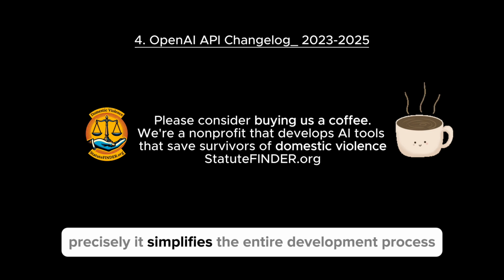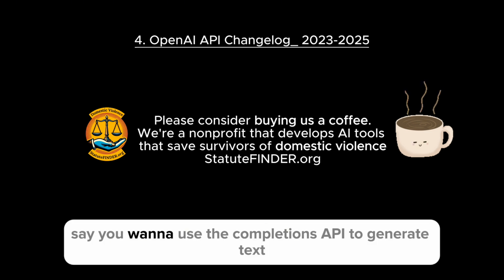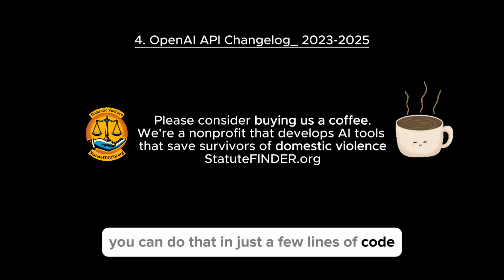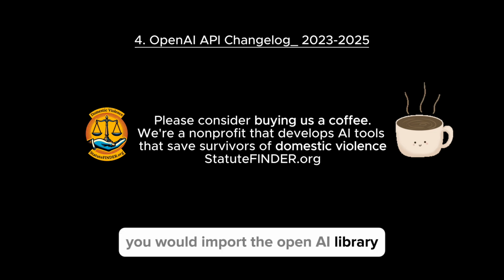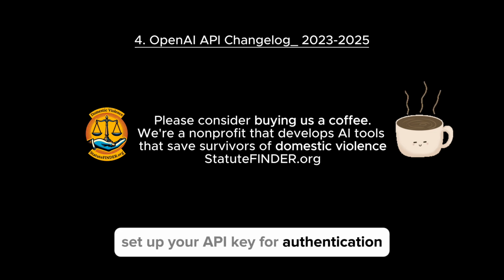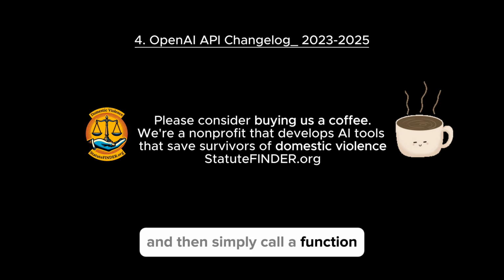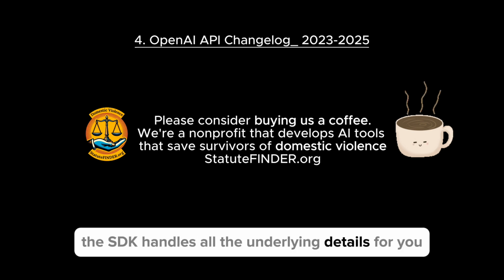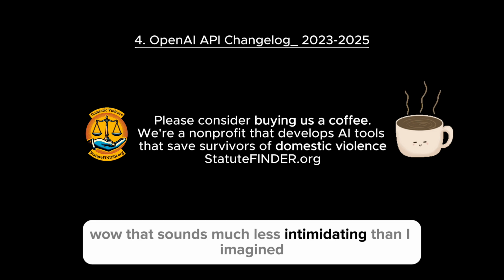Precisely. It simplifies the entire development process. Let me give you an example. Let's say you want to use the completions API to generate text. With the Python SDK, you can do that in just a few lines of code. You would import the OpenAI library, set up your API key for authentication, and then simply call a function to send your request to the API. The SDK handles all the underlying details for you. Wow, that sounds much less intimidating than I imagined.